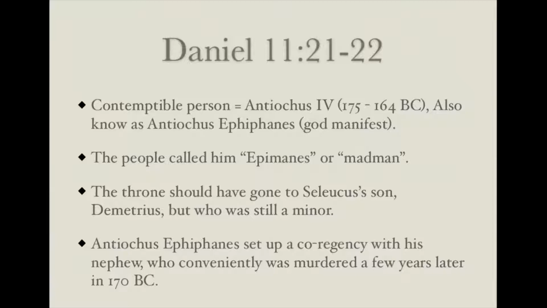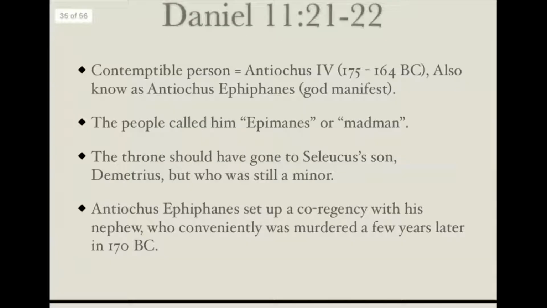The throne wasn't supposed to go to him. It was supposed to go to Seleucus' son, Demetrius, who was still a minor. So Antiochus Epiphanes sets up this co-regency with his nephew, who ends up conveniently being murdered a few years later. Okay, so basically, Antiochus Epiphanes ends up taking over the throne.